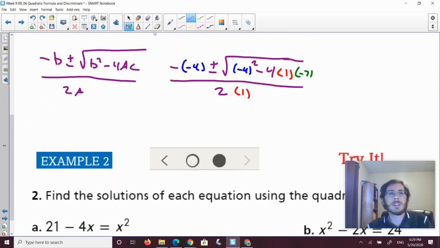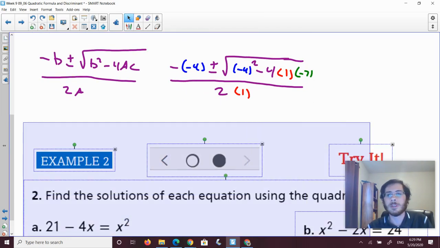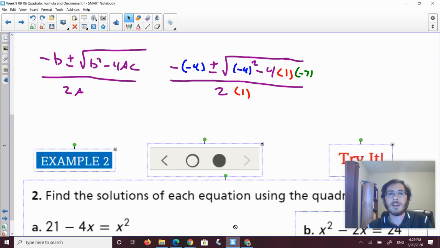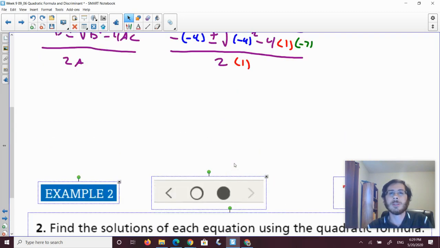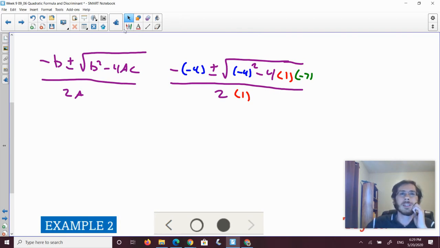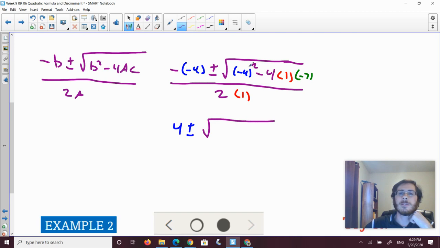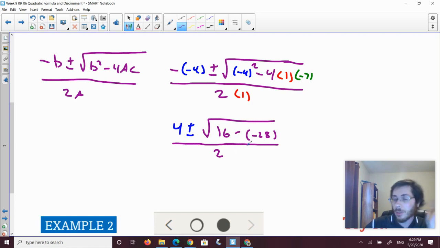So at this point, we're going to keep it going. Break these down a bit. There's not really too much left to do. We're just going to simplify a little bit. So out front, we've got -4, which is just 4. Inside the square root, we've got -4 squared is 16. 4 times 1 times 7 is -28. And then 2 times 1 is 2. So we're going to do a little bit more simplification.